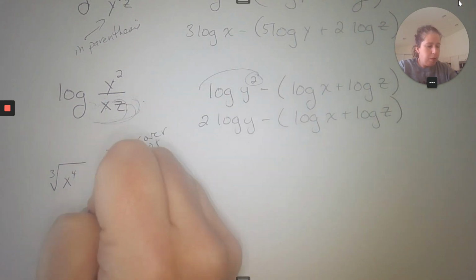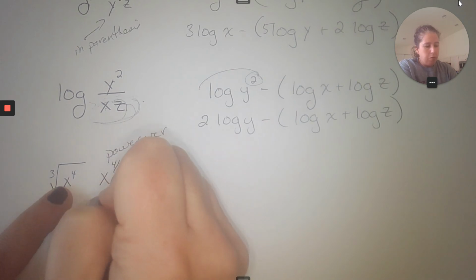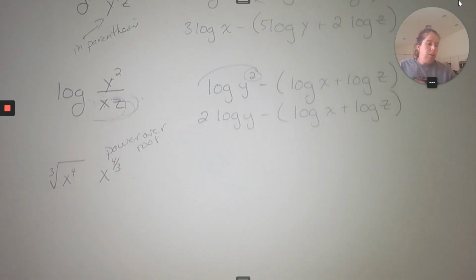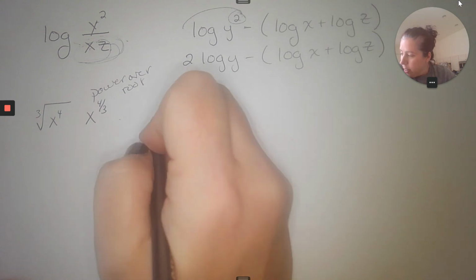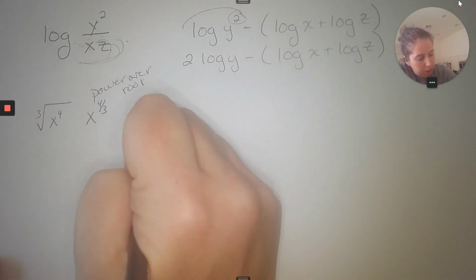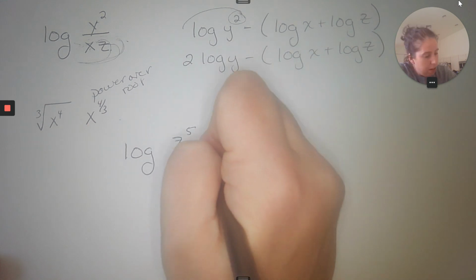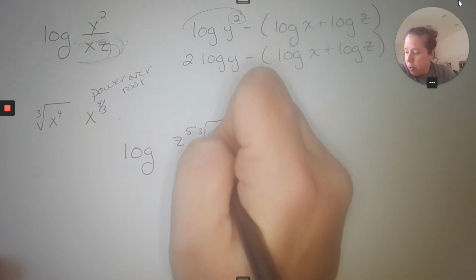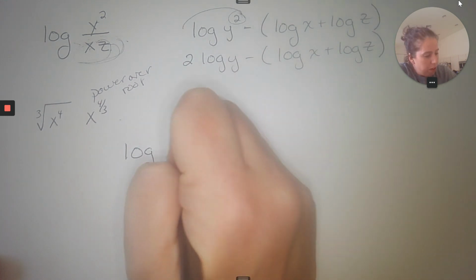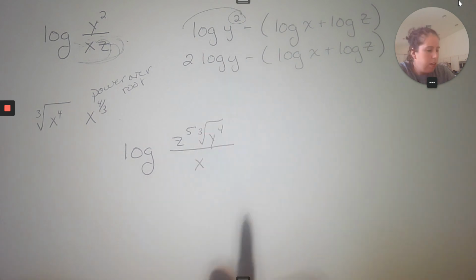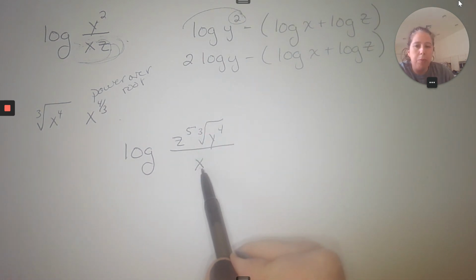So this would actually be x to the 4/3 power, right? Okay, so there's a problem. We got log z to the fifth, and then the cube root of y to the fourth over x. There's only one on the bottom, so I don't need parentheses.